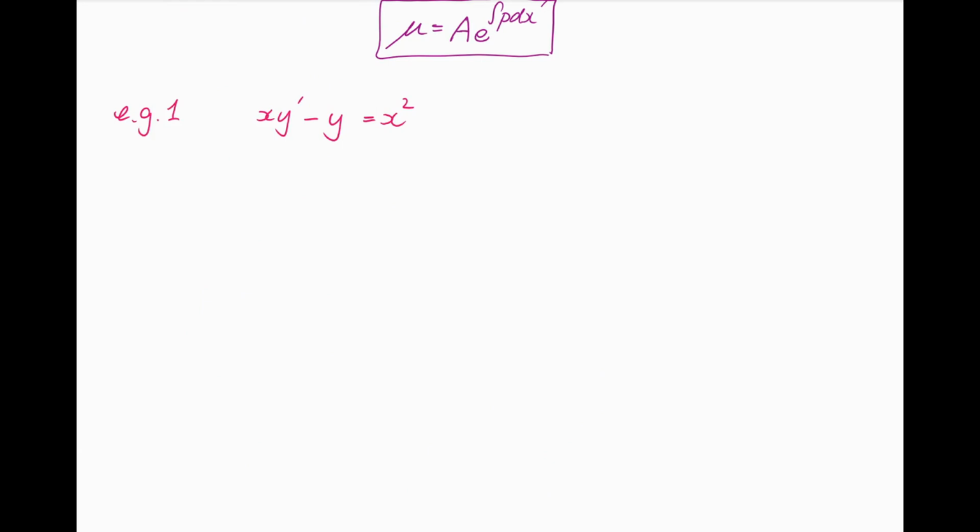Now let's take a look at this first order linear ODE. To use the integrating factor, we need to have the equation as y prime plus py equals q. So now we have x in front of y prime, so we have to get rid of it by dividing the whole equation by x.